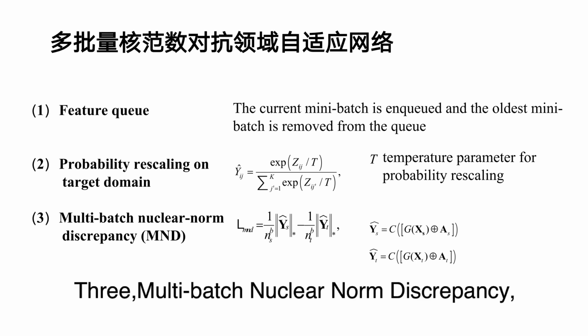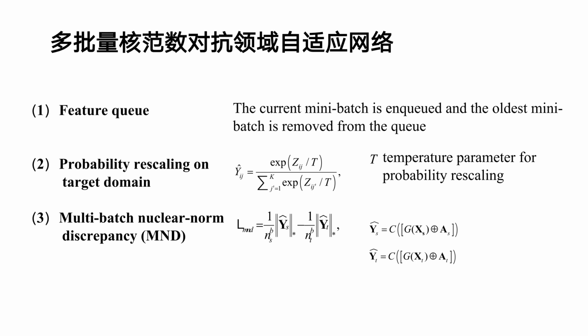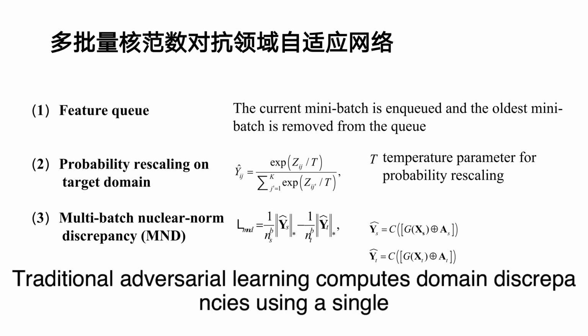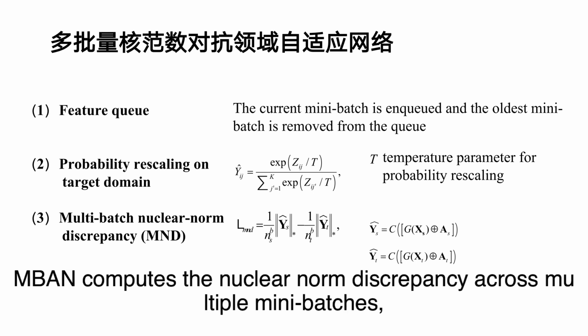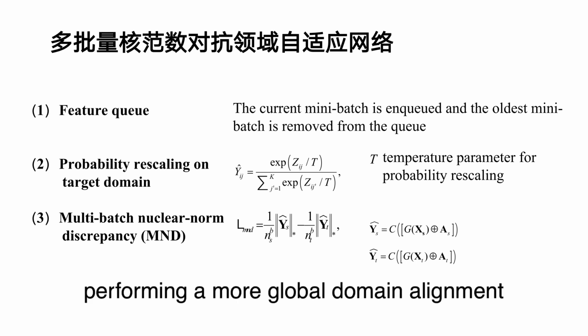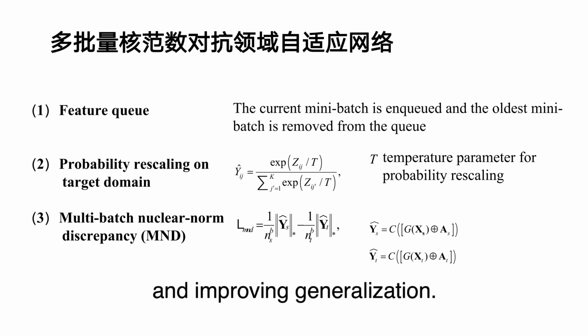3. Multi-batch nuclear norm discrepancy, MND. Traditional adversarial learning computes domain discrepancies using a single mini-batch, which is highly sensitive to noise. MBAN computes the nuclear norm discrepancy across multiple mini-batches, performing a more global domain alignment and improving generalization.